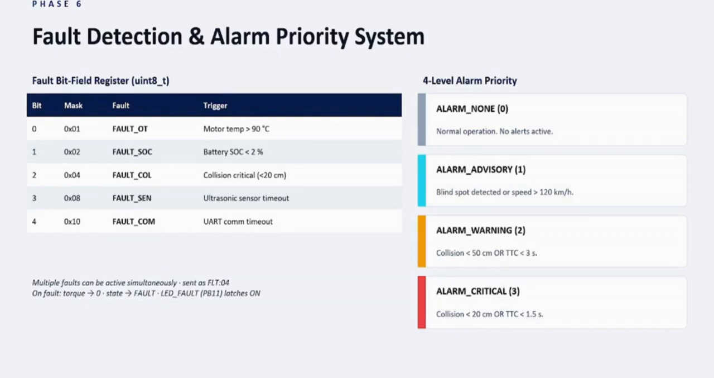The project also defines four alarm levels. Alarm none. This means everything is normal. Alarm advisory. This is the lowest priority. It is used for situations like overspeed and blind spot detection. Alarm warning. This indicates a potentially dangerous situation, for example, an obstacle less than 50 centimeters. And alarm critical. This is the highest priority. It occurs when an obstacle is closer than 20 centimeters.